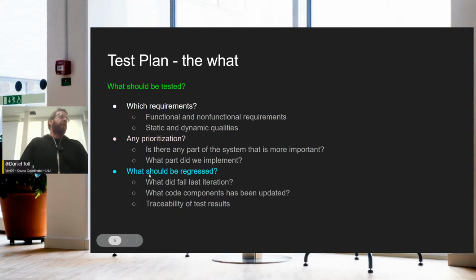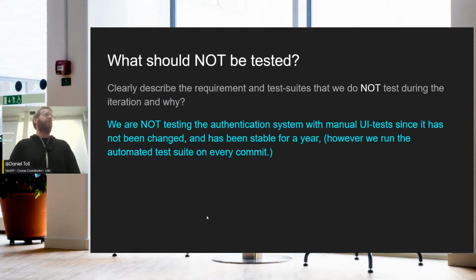And we should think of what should be regressed. Okay, even if we have tested this part of the system, the shopping part, maybe we need to regress that. And maybe during the last iteration, we got some problems with a part that we focused on at that time, so we need to regress that part. We test that again. Maybe we just look at the code and see a diff on the code and which components or microservices have been updated. So of course we're going to test on those. Yeah, in order to do this, we need traceability of test results.